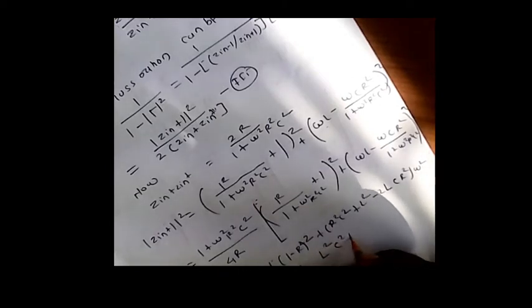After solving these equations and comparing to this equation, we get 1 plus 4R bracket 1 minus R square, 1 plus 1 minus R square bracket square R square C square plus L square minus 2L C R square bracket complete omega square plus L square C square R square omega raised to power 4. So this is equation number 4.